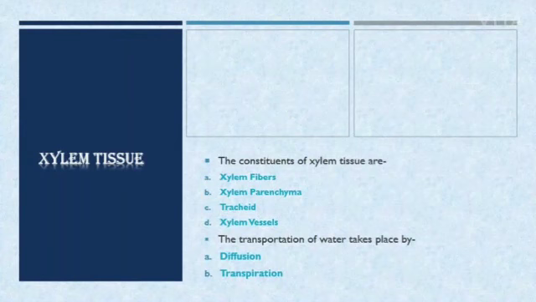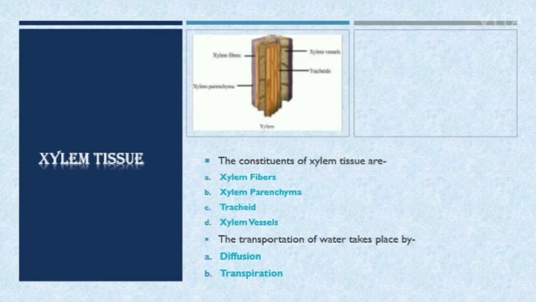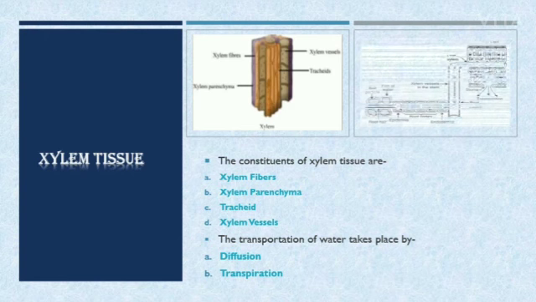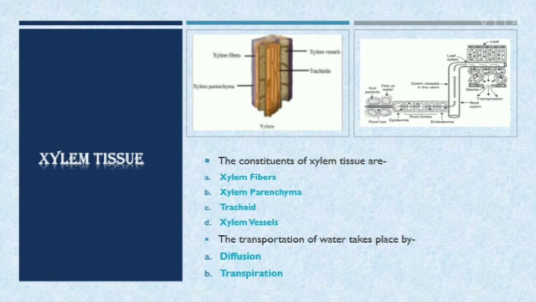First we will see the structure of xylem tissue. The xylem tissue contains xylem fibers, xylem parenchyma, tracheids and xylem vessels. The transportation of water in a plant takes place by diffusion and transpiration. Here, with the help of a flowchart, we can see how the transportation of water takes place.